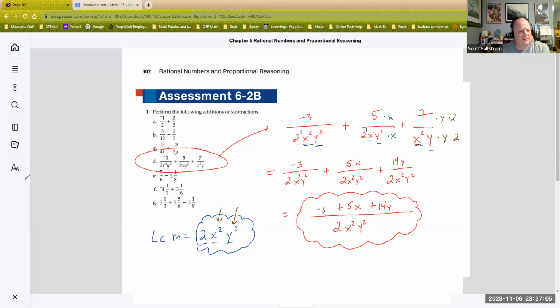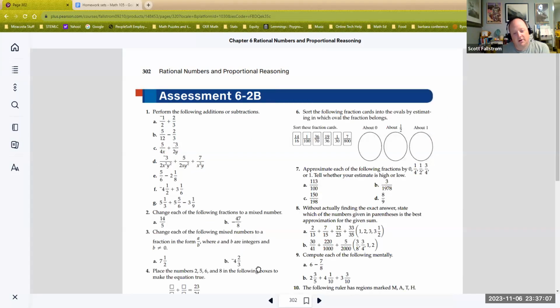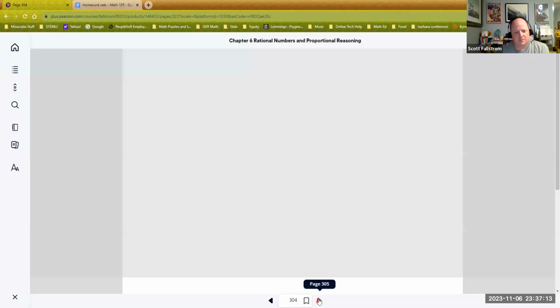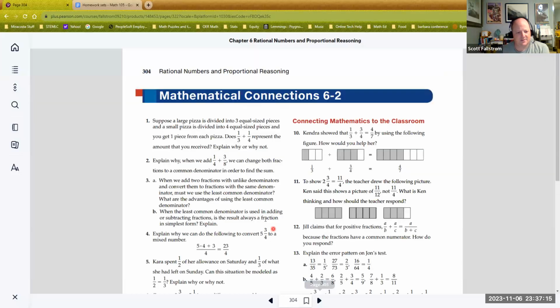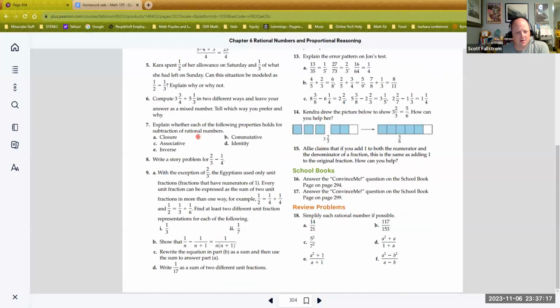Let's see here. So I think that was it for, at least for the first group of questions. So let's jump to the second group, which is MC, and it was MC number 7. And it says, explain whether each of the properties holds for subtraction of rational numbers.